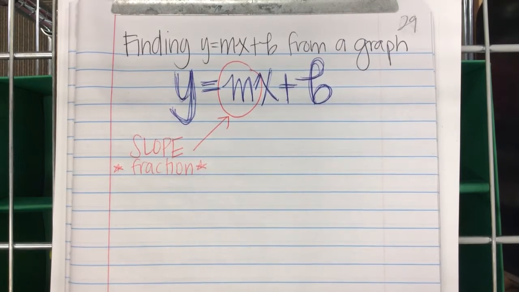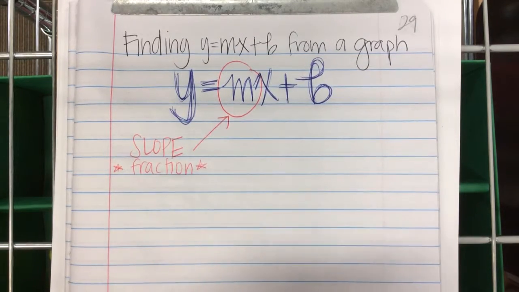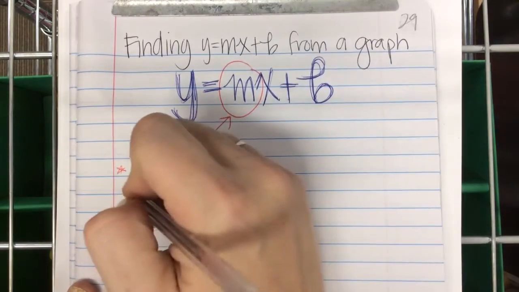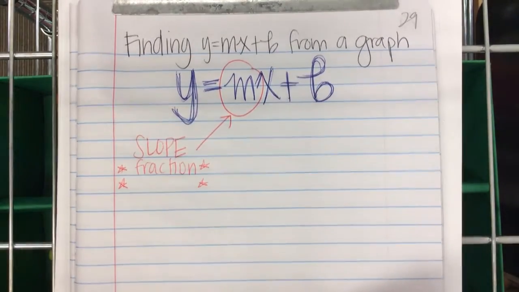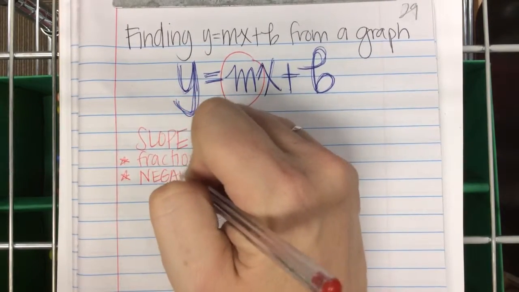Yes, I get that they're equivalent. But if you're given a decimal, then you have to convert it into a fraction in order to graph it. It must be a fraction in order to graph. It must be a fraction. The other part is if it's negative. We had a big problem with this yesterday.